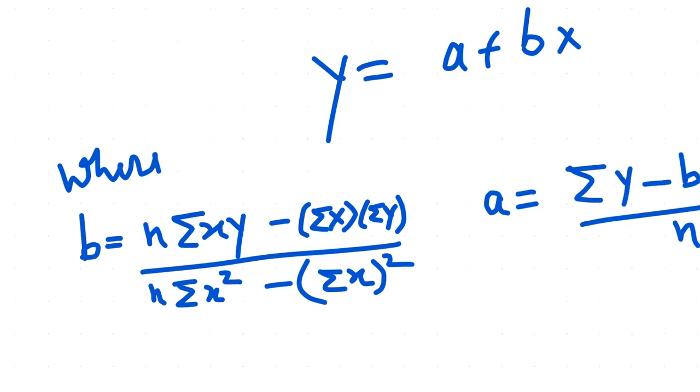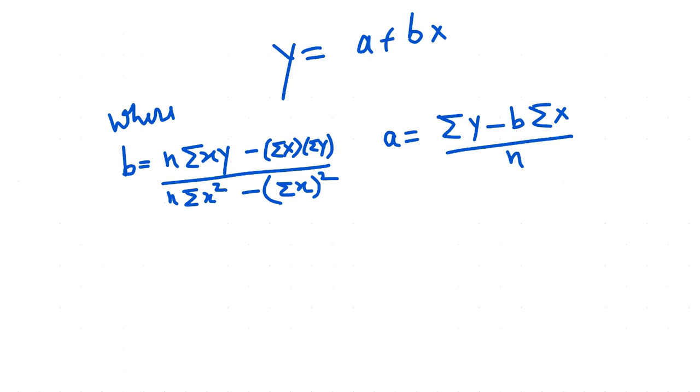Okay, we have the formula, and here n is equal to the number of values or number of observations. So now let us do one question to understand this well.